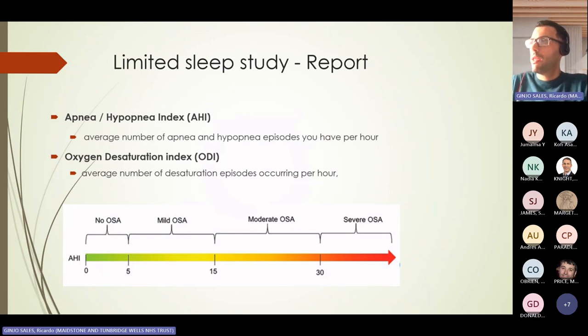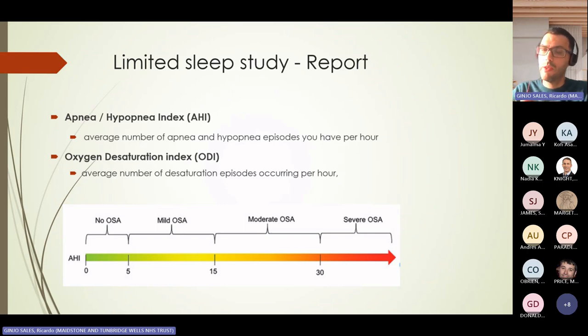The limited sleep study provides plenty of information, not only about oxygenation, snoring and position, but the main parameters are AHI, the apnea-hypopnea index, which is the average number of apnea and hypopnea episodes you have per hour. We'll explain later on. The oxygen desaturation index is the average number of desaturation episodes occurring per hour. So we use this parameter to classify the severity of sleep apnea.